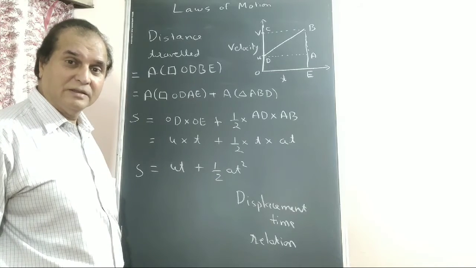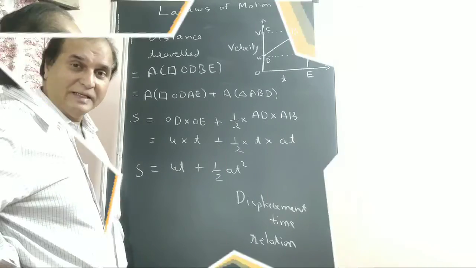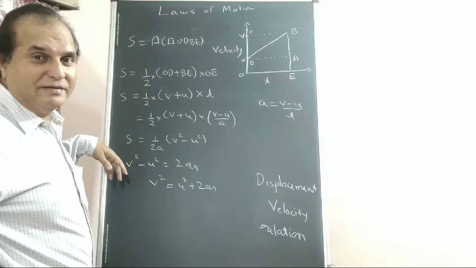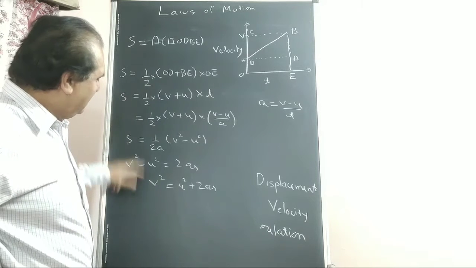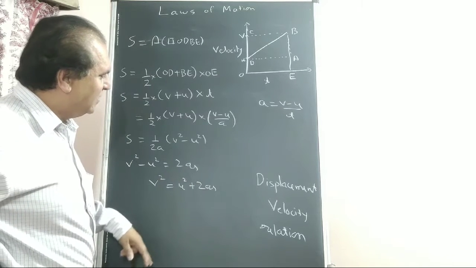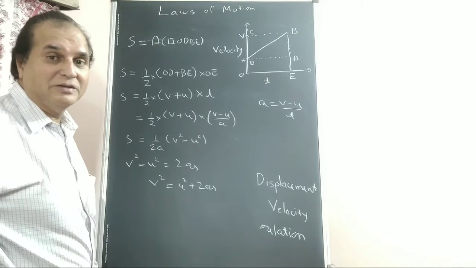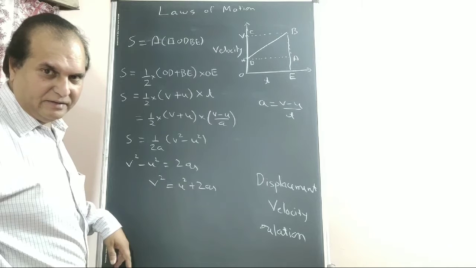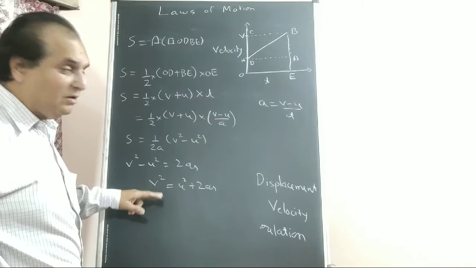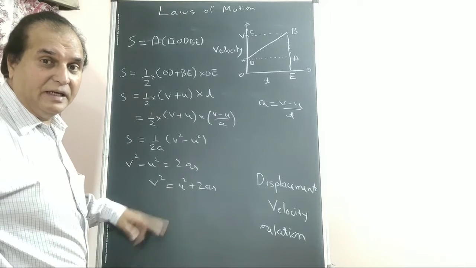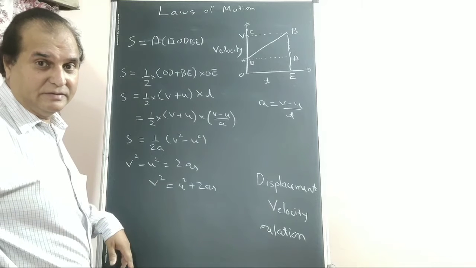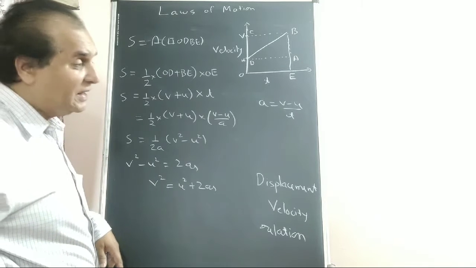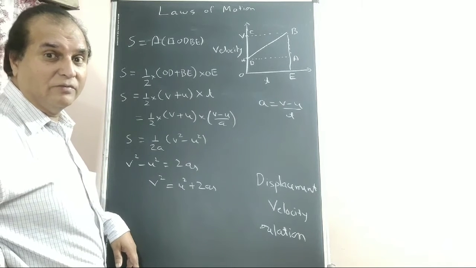Any doubt? You can ask me. We'll go on with the next, the third kinematic equation: v square equals u square plus 2as. It is also called the displacement-velocity relation. In this case, time is not there. So these three kinematic equations are all important for numericals. Solving numericals, you must be thorough with all the formulas.